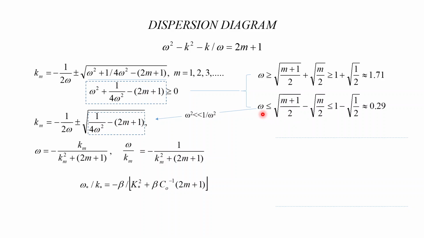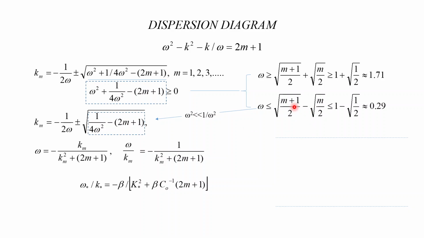Another frequency range is the low frequency. Omega must be smaller than the square root of (m plus 1) divided by 2 minus the square root of m divided by 2. The upper bound of this value is for m equal to 1, and that turned out to be 0.29. For the higher frequency, we'll show later, this corresponds to the gravity waves, and the low frequency part corresponds to the Rossby waves.